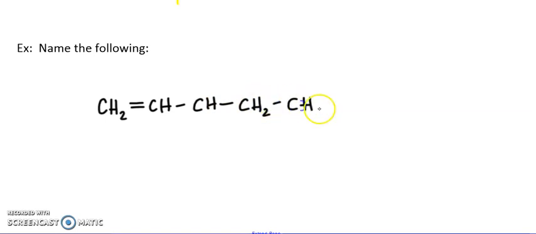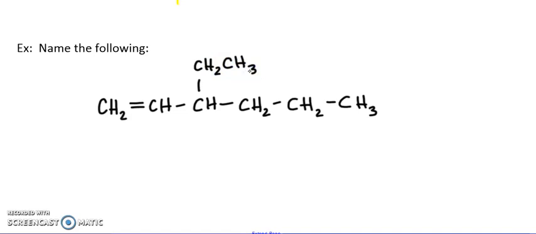Okay, the next one, you have it drawn in your packet, and I'm going to have you cross out the one you have drawn, and I would like you to draw this one instead. So I'm going to do CH2 double bond to a CH, and then to a CH, and then CH2, CH2, CH3, and this third one I'm going to put this. Okay, so draw this one instead.